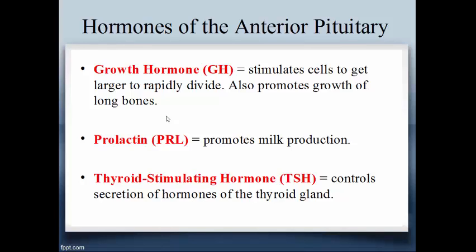Next one, prolactin. This will promote milk production in women who are pregnant. To lactate means to produce milk, so prolactin promotes the production of milk. TSH, thyroid stimulating hormone. Like the name implies, it will stimulate hormones of the thyroid gland. And we'll talk about some of those in a few minutes.